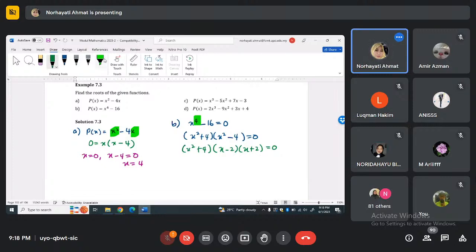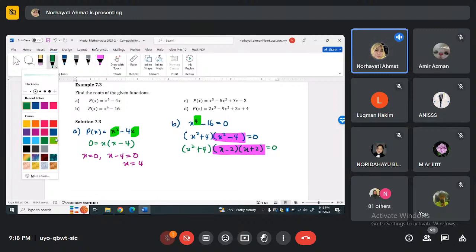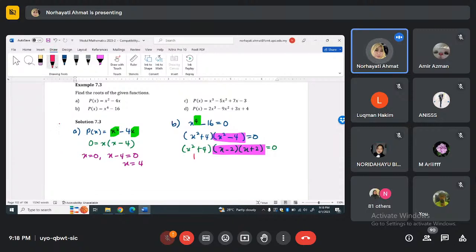Okay, this one give us this. Okay, yang ni tak boleh factorize. Okay, now we need to solve each bracket. For the first bracket, we get x square plus 4 equals to 0. Betul? X square plus 4 equals to 0.